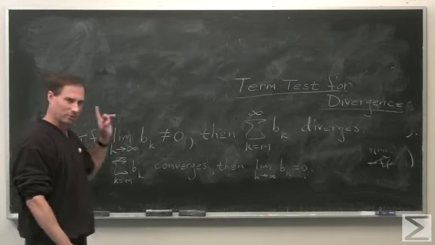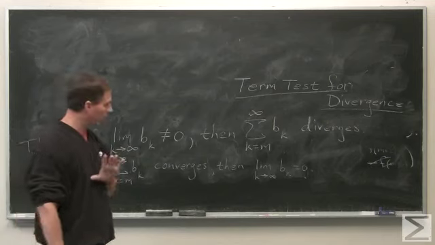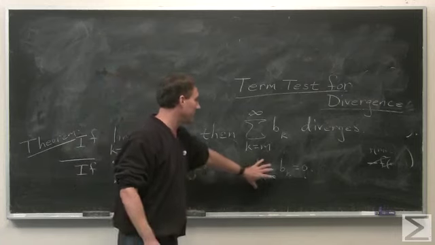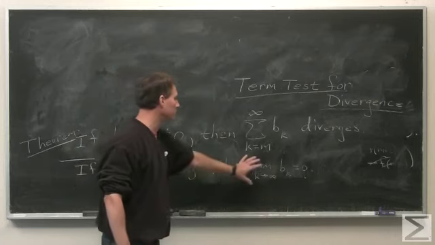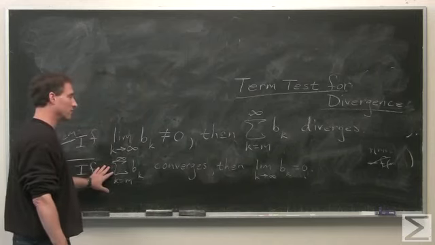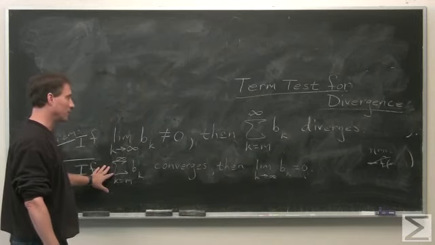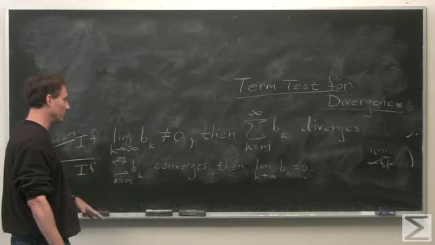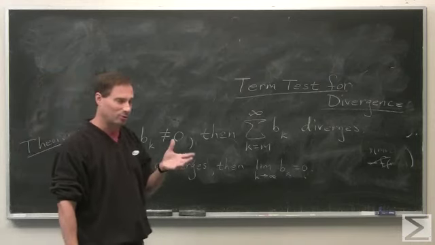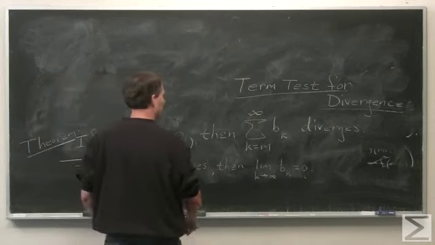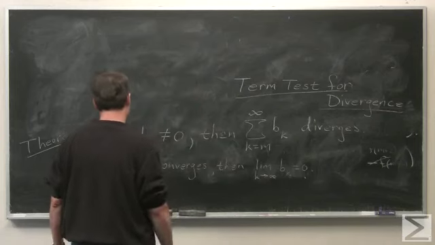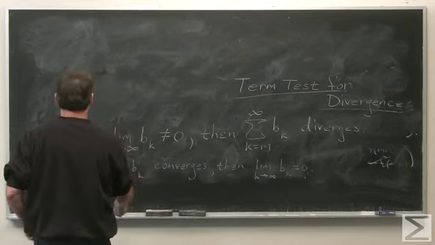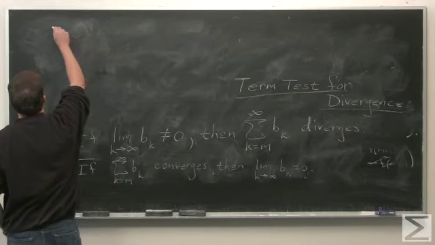But what's not true, and what people confuse with this, and I'll warn you again in a minute, is that this does not say that if the limit of the terms is 0, then the series converges. That is not true. You cannot conclude just from the fact that the terms approach 0 that the series converges. The terms have to approach 0 fast enough so that adding them up doesn't give you something too big. All right, why is this true? It's actually very easy.